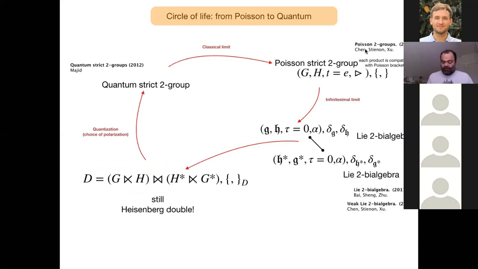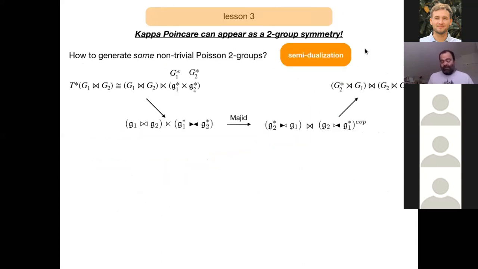So, how can you do that? That's the third lesson: you probably know Kappa Poincaré, you have heard of Kappa Poincaré maybe coming from DSR and so on, but the cool thing is that now Kappa Poincaré is going to appear as a quantum two group.